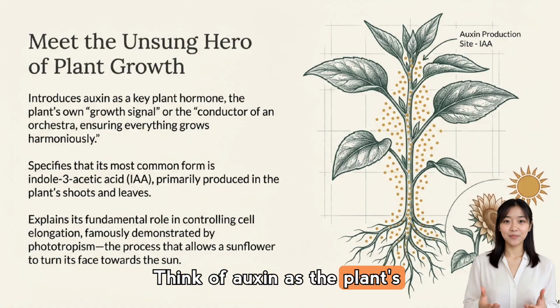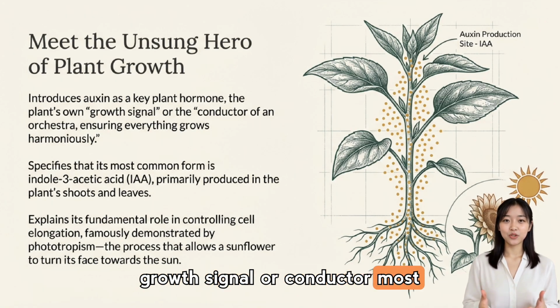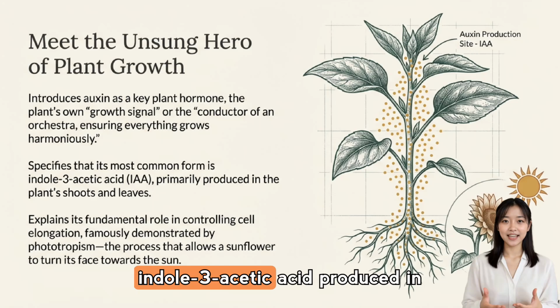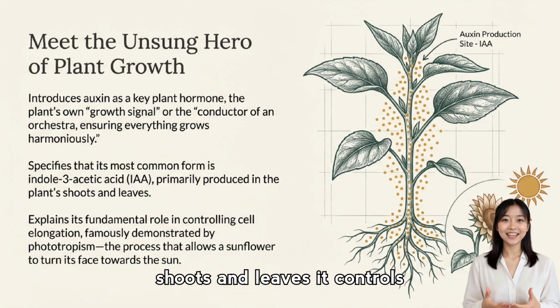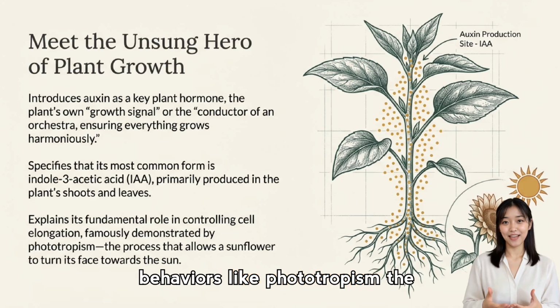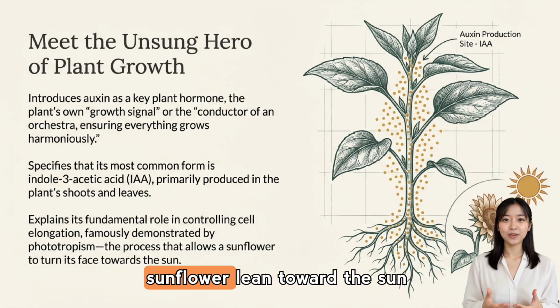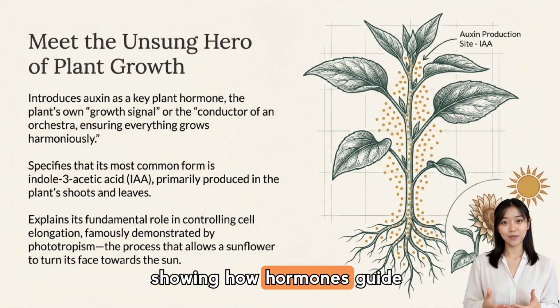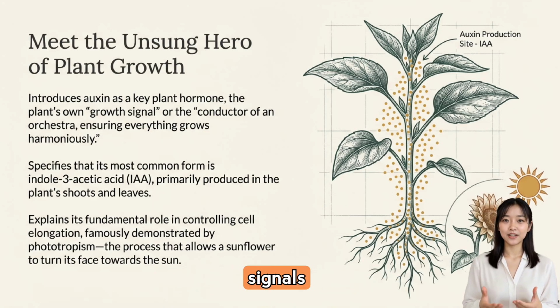Think of auxin as the plant's growth signal or conductor, most often appearing as indole-3-acetic acid produced in shoots and leaves. It controls cell elongation and coordinates behaviors like phototropism, the very process that lets a sunflower lean toward the sun, showing how hormones guide large movements from tiny signals.